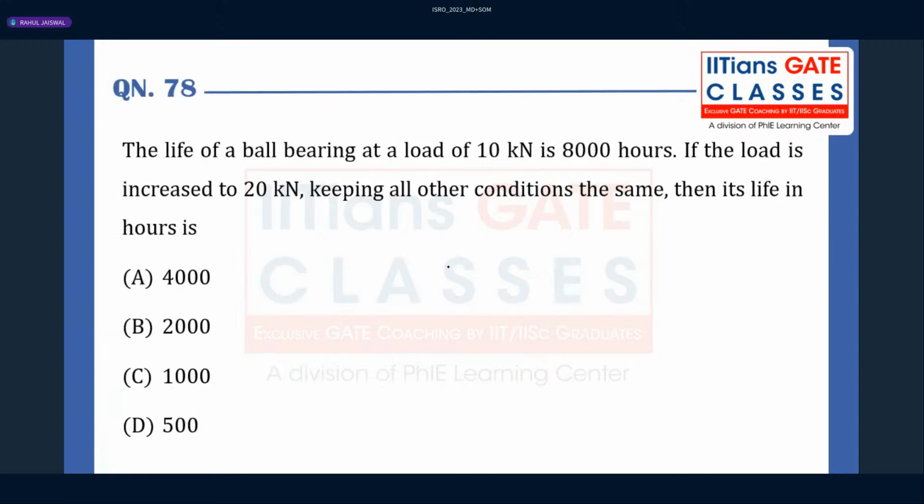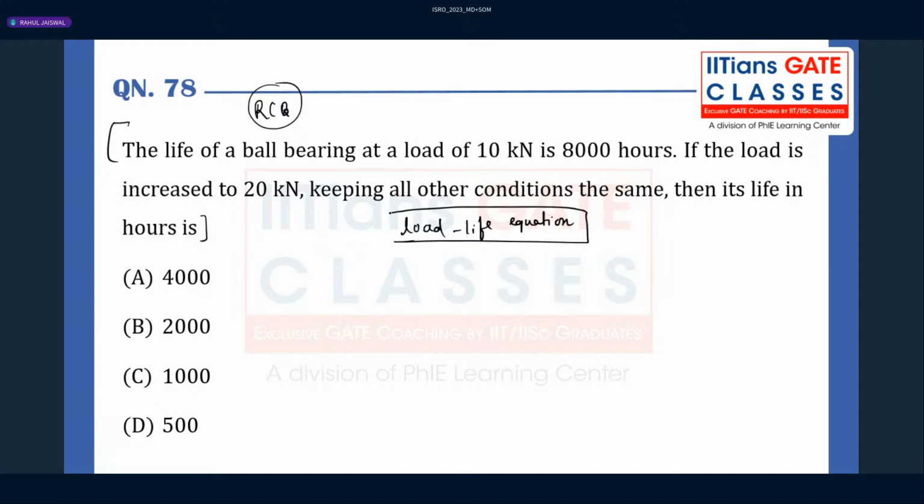So note down the last problem. This problem belongs to what? Ball bearings. That is nothing but a type of rolling contact bearings. Again, they are asking a question belonging to load life equation.